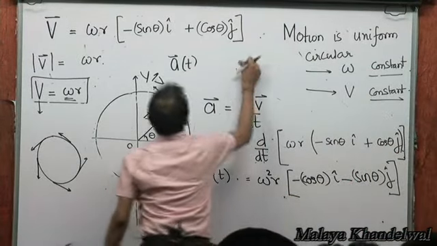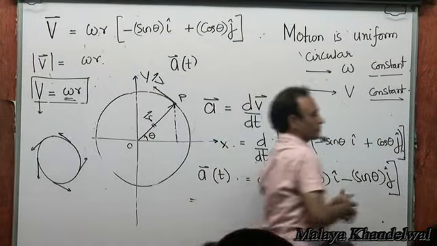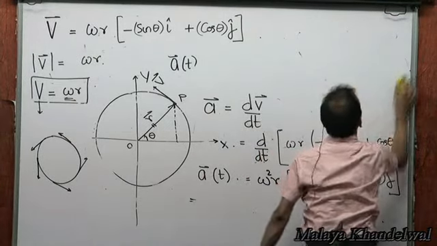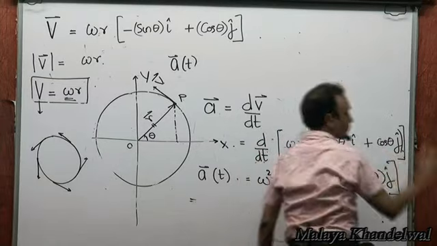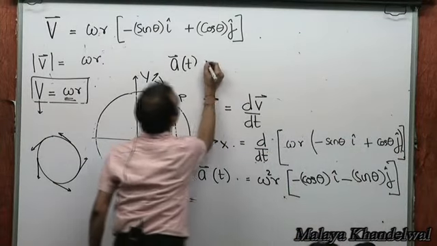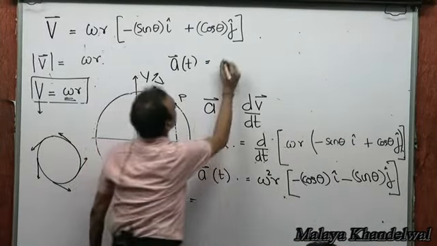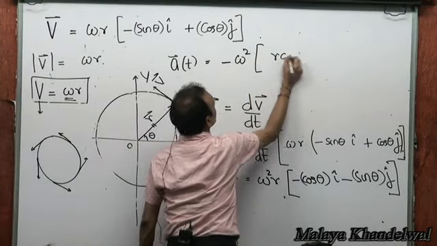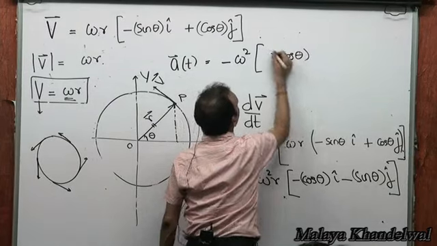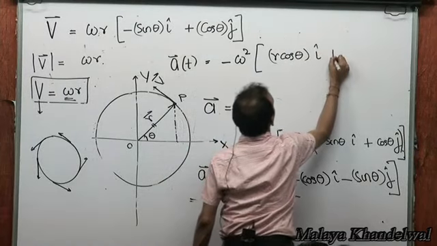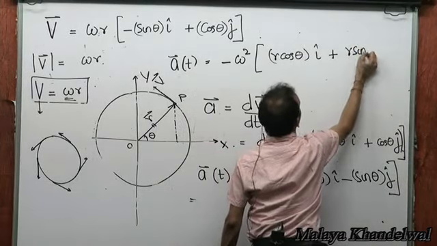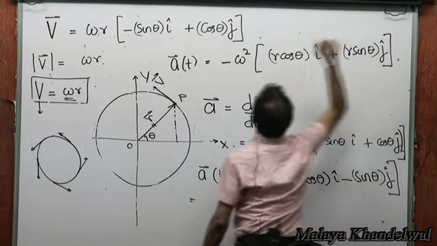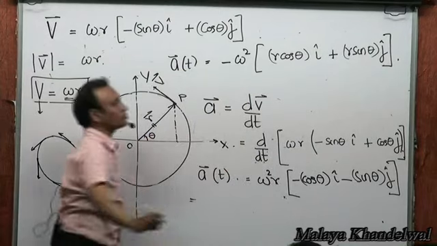So acceleration as a function of time in uniform circular motion is going to be minus omega squared r cos theta i cap plus r sin theta j cap. Yes or no?